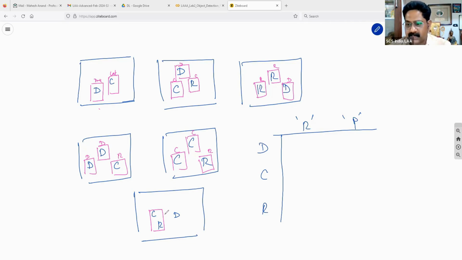It does not reach a threshold. The minimum threshold we have set is 80%. That means this proposed region is not reaching the threshold of 80%. So this one is not being detected. So we have got only one bounding box, for the dog.